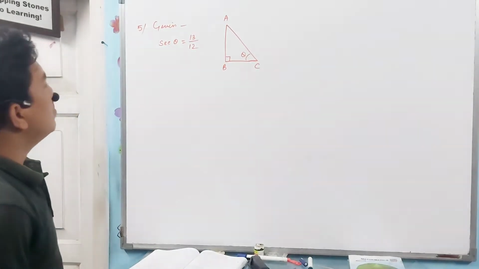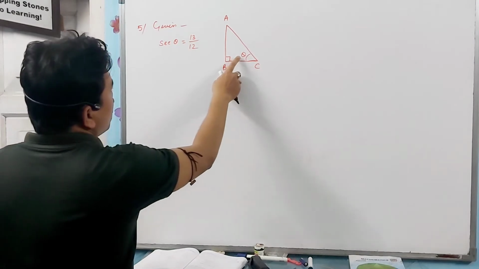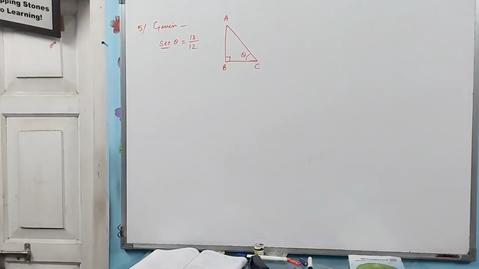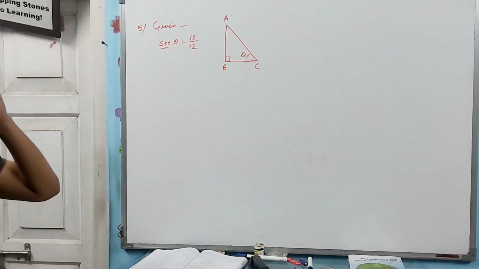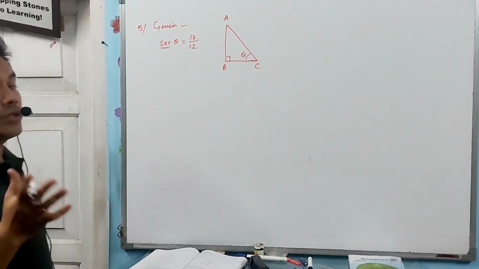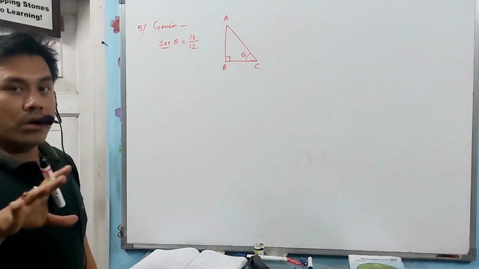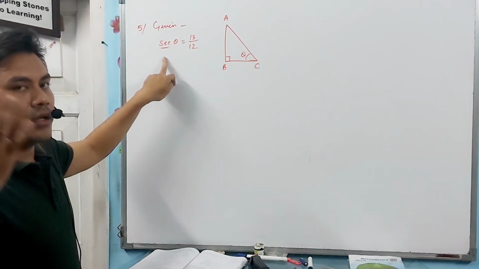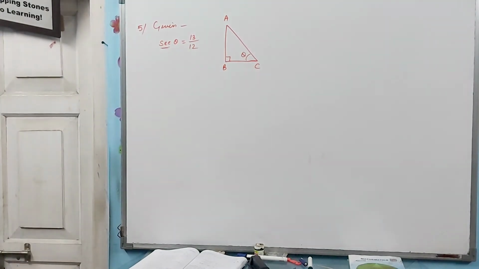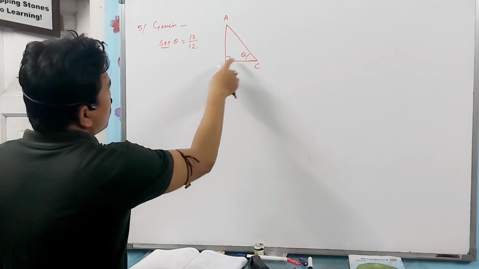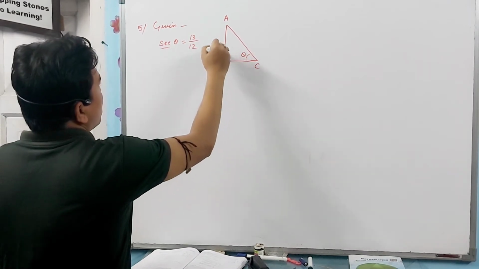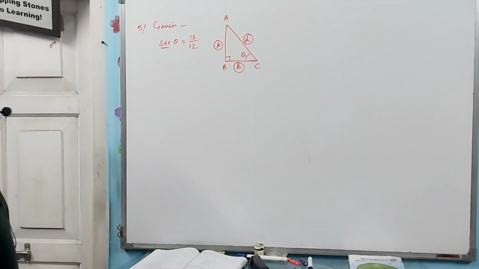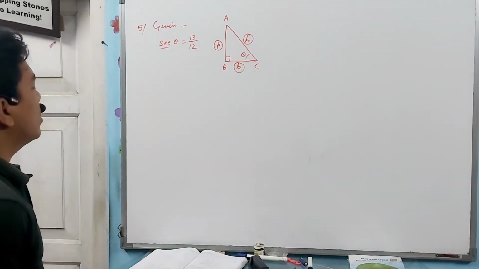Now, for this angle, sec theta is given as 13 by 12. We have to find out the other 5 ratios: sine, cos, tan, cot and cosec. Sec is already given. I told you the side which is just opposite to this angle will be the perpendicular. This will become the base and this will be the hypotenuse.